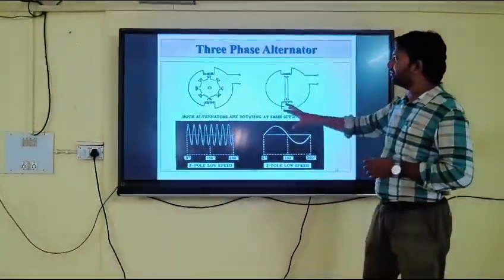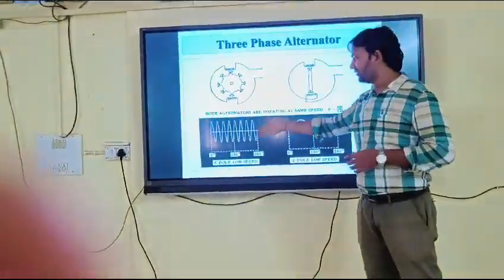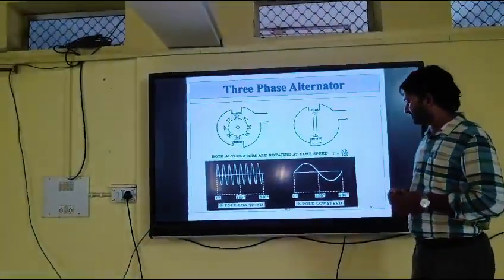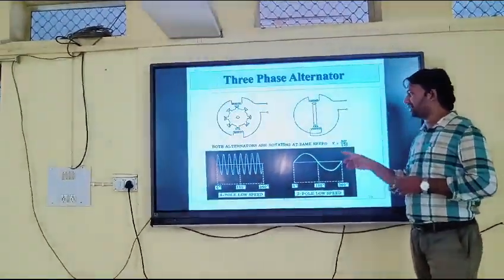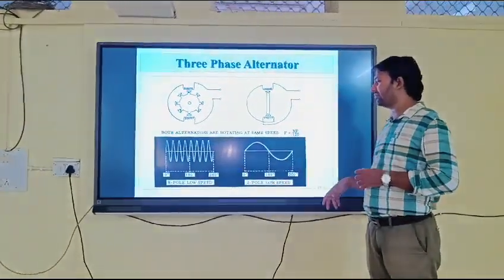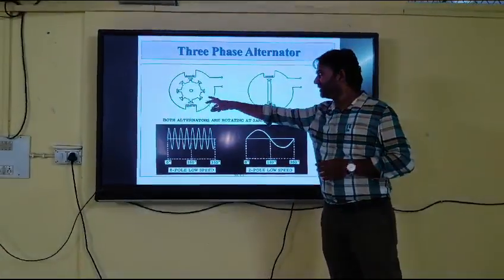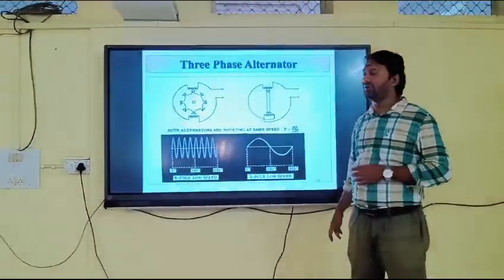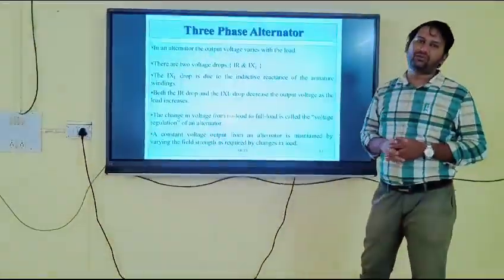Again we are comparing both the three phase and single phase alternator. This is the waveform of the three phase alternator. This is the waveform of the single phase alternator. Both alternators have the same formula of frequency, that is F equals NP by 120. Here this machine contains 8 poles and this machine contains only 2 poles. So this is all about the three phase alternator.